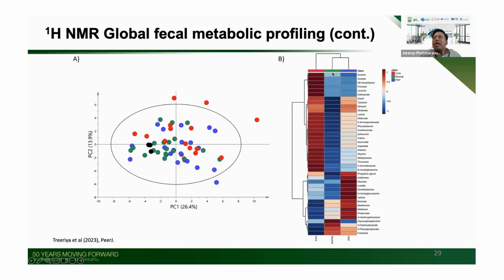So red represents CCA, green represents normal, and PDF has been represented in blue. So as you can see here, the hot color tones in the heat map show the higher concentration of the metabolites, whereas the cooler tones show the low concentration of the metabolites. And each group of the participants that we studied shows different fingerprints of the fecal metabolome concentrations.